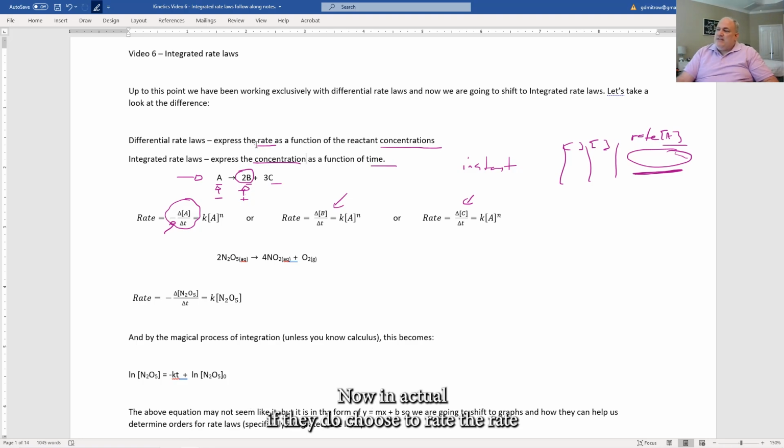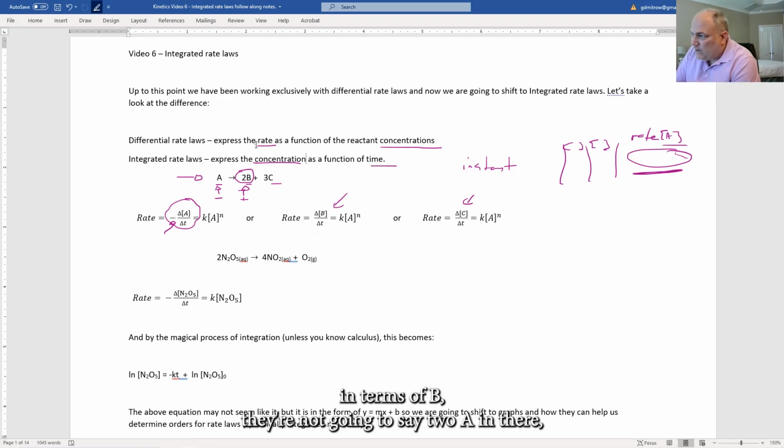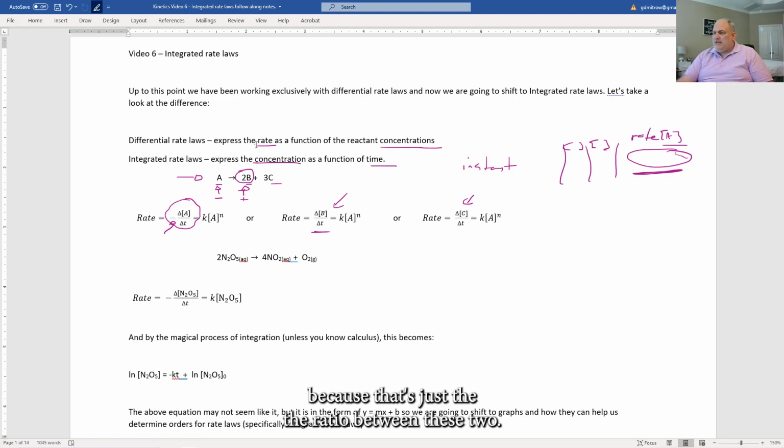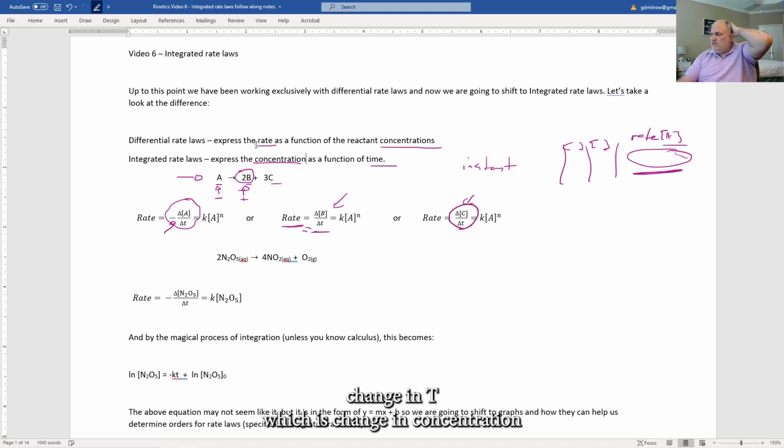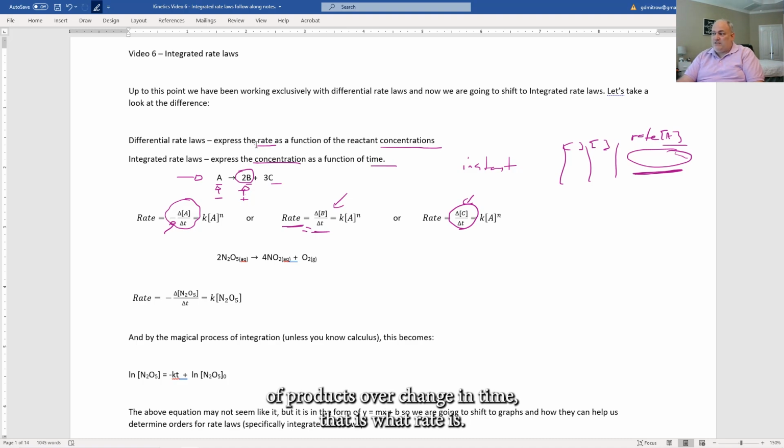Now, if they do choose to write the rate in terms of B, they're not going to put the 2 in there, because that's just the ratio between these two. But I want you to be familiar that rate and this are the same thing. So if you see it written like change in C over change in t, which is change in concentration of products over change in time, that is what rate is.